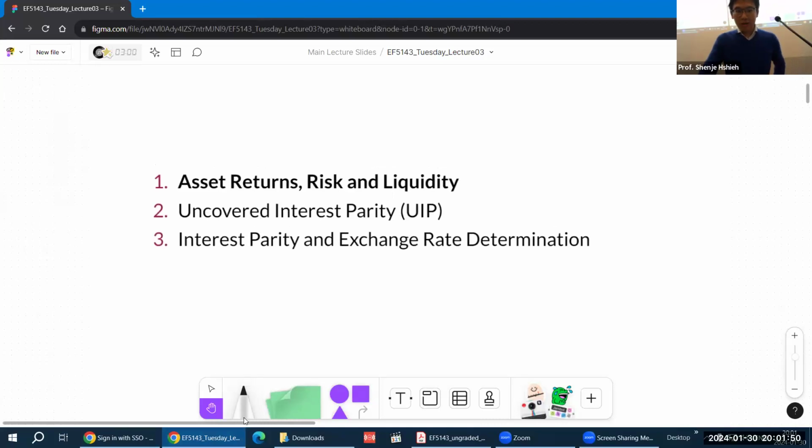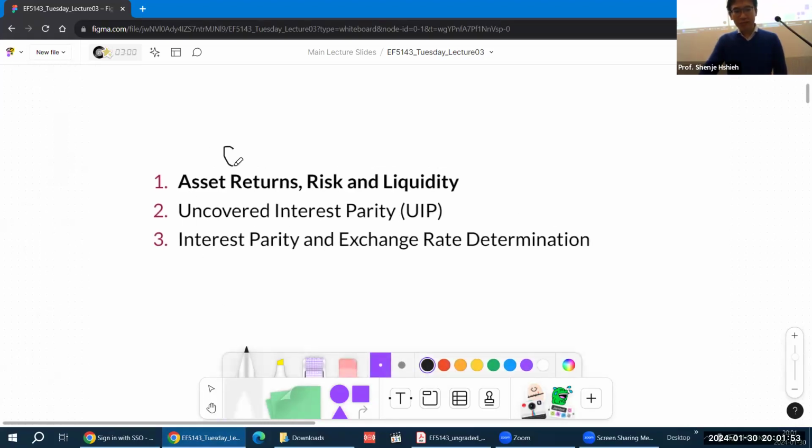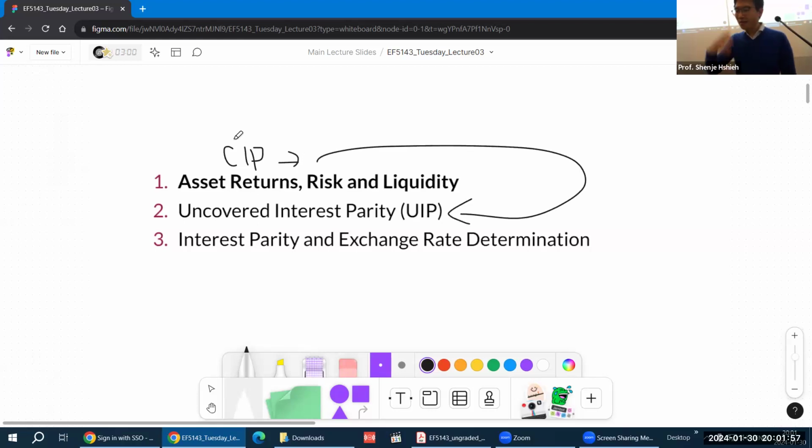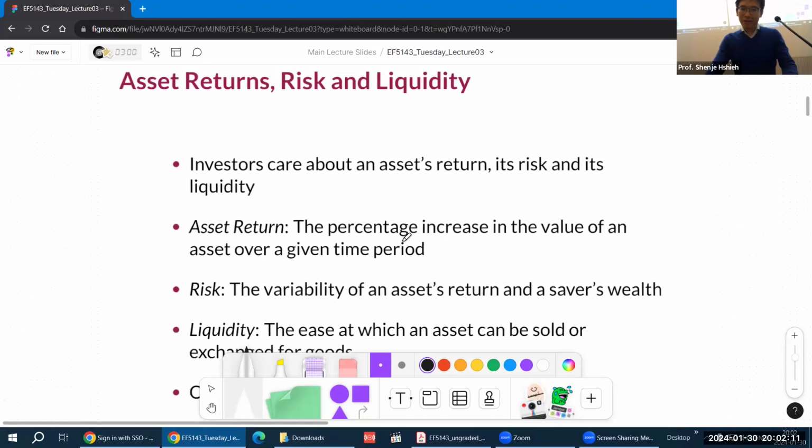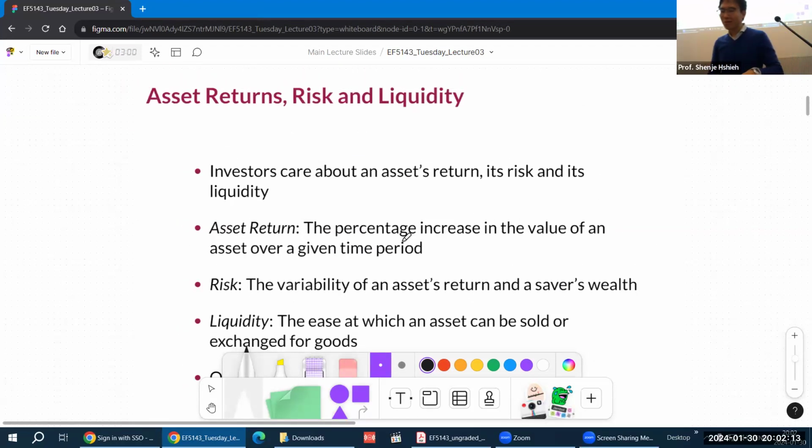All right. So the objective, of course, is to go from CIP to UIP. And we need to impose a lot of assumptions, but I want to be clear first of what you typically think about when you think about an asset pricing model. So that's why I wrote asset returns, risk, and liquidity. So here, when you talk about CAPM, the capital asset pricing model, when you talk about other sorts of factor models, there's always these things you have to account for when building the expected returns model.